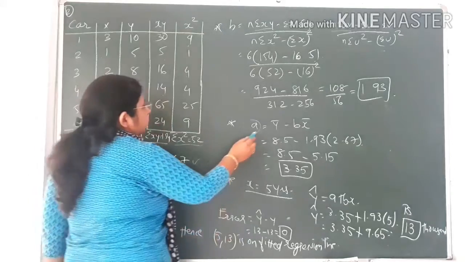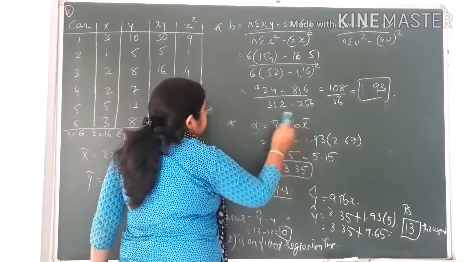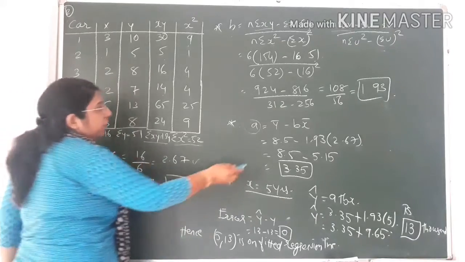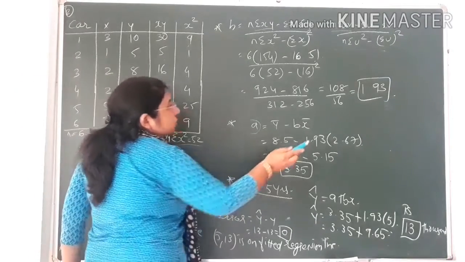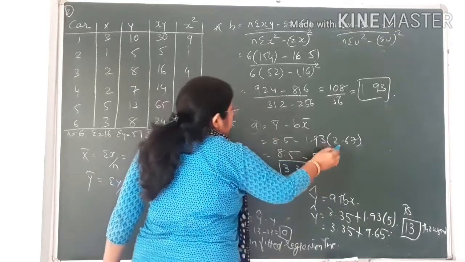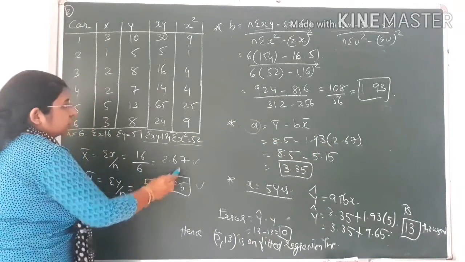Okay, now a is equal to y bar minus b x bar. The y bar value we have already found out, you can see over here, that is 8.5. So 8.5 minus the b value that we have got, that is 1.93, and x bar that we have found out, that is 2.67.